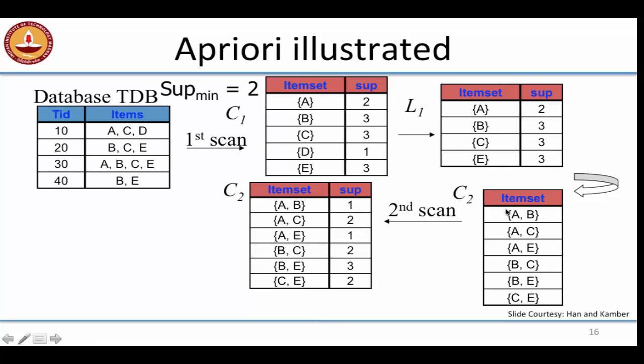Now that we have these candidate 2 item sets, we run a second scan through the data, and then we count the frequency of the 2 item sets.